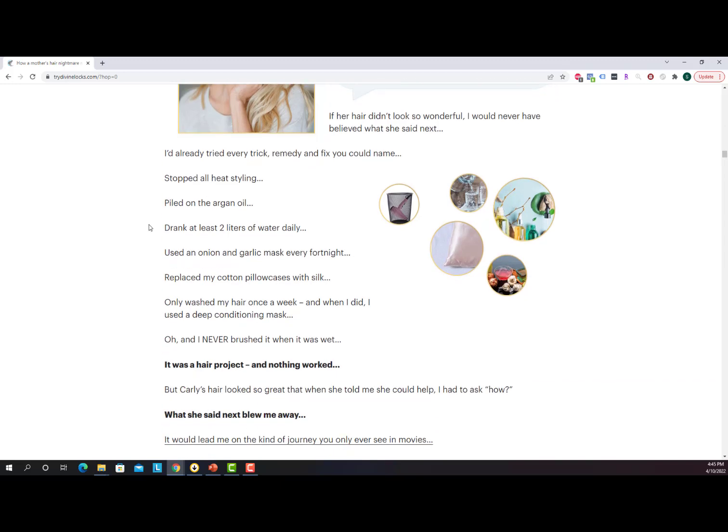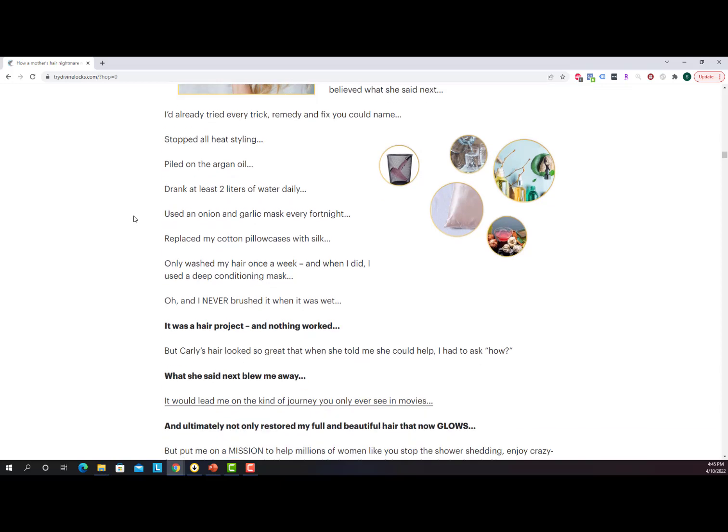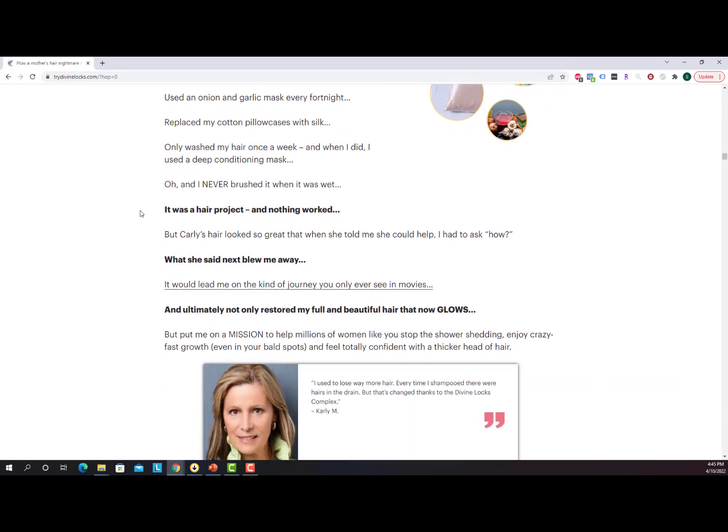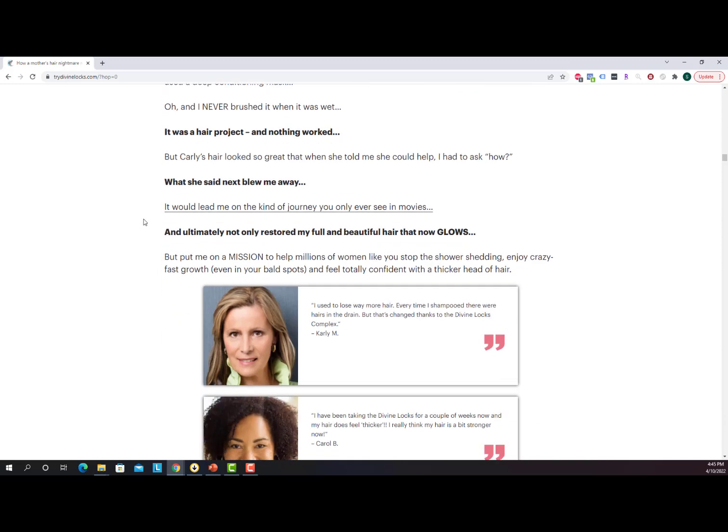And the main character says, I'd already tried every trick. And again, these are solutions that the audience may have already tried. Stopped all heat styling, argan oil, 2 liters of water every day, used an onion garlic mask every day, cotton pillows with silk, washed my hair once a week. Tried all this, didn't work. But Carly's hair looked so great that when she told me she could help, I had to ask how. What she said next blew me away. It would lead me on the kind of journey you only ever see in the movies.